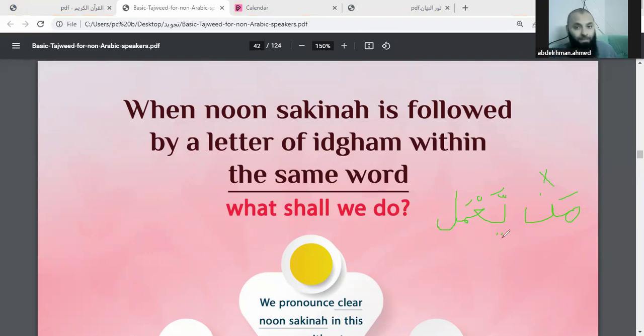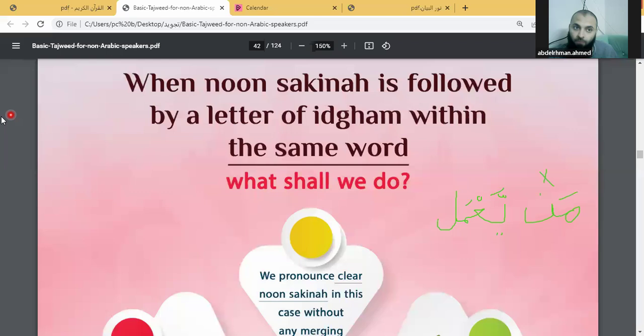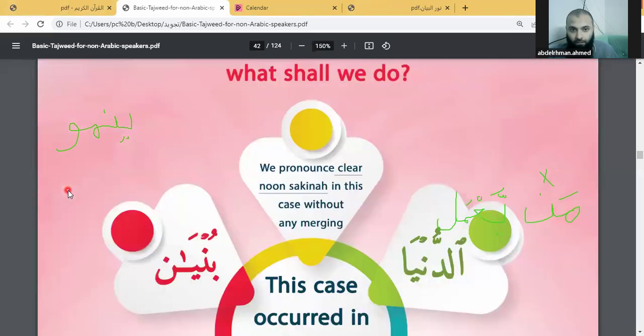Man ya'mal. How about if the noon sukun is followed by one of the idgham with ghunnah letters, the 4 letters yanmu, one of them, but in the same word, in one word, not in between two words like this? In this case, we don't apply the rule. Give me some examples, like this one. Here I have noon sukun followed by ya. Yes, ya from the 4 letters yanmu. Should I say, remove the noon and add shadda and do ghunnah?